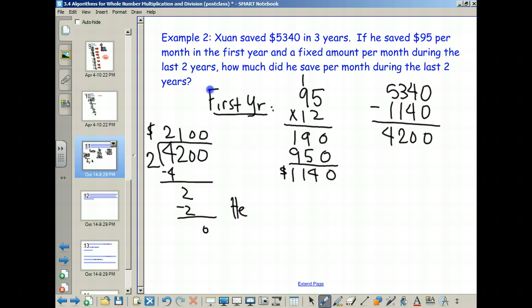So as you're working, you need to make sure you're telling me what in the world you have found, because you may have thought you found the answer and you haven't yet, because we're not done. So he saved $2,100 per year the last 2 years. But what did it ask me to find? Per month. How much did you save per month? So you divide it by 12.